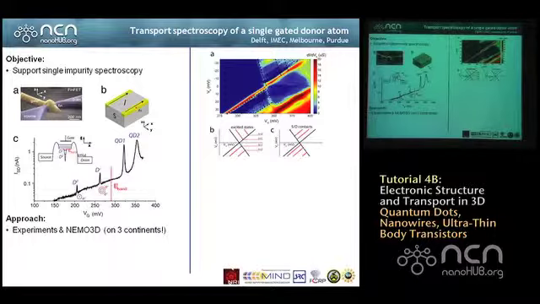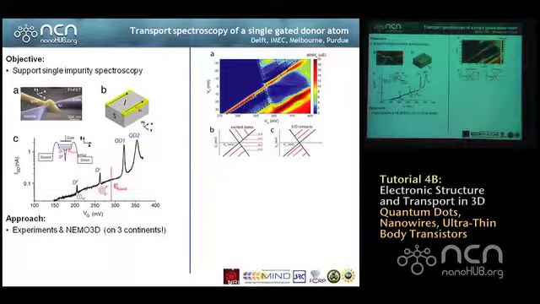So this Coulomb diamond can probe the ground state of the impurity and the excited states of the impurity. If you can probe that, you actually have a metrology to possibly figure out what kind of impurity you have.